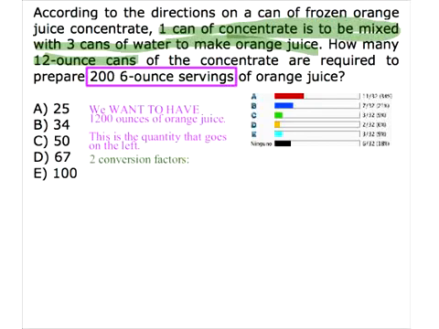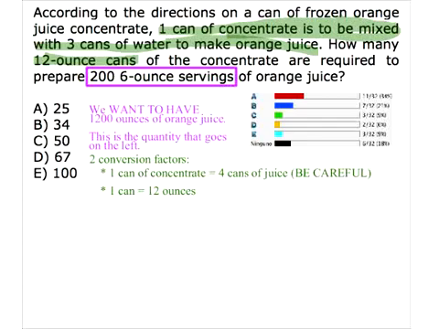The first conversion factor is that 1 can of concentrate makes 4 cans of juice, not 3. Be careful. Because you're mixing 1 can of concentrate with 3 cans of water and you're producing juice, which means you're producing 1 plus 3 cans of juice. You're making 4 cans of juice. So that's one conversion factor. If you got B, that means you thought that was 3 to 1, which it's not. If you got B, then you did the math right, but you didn't read the problem carefully enough. The other conversion factor is that 1 can of anything is 12 ounces.